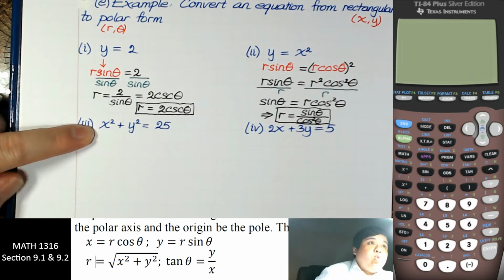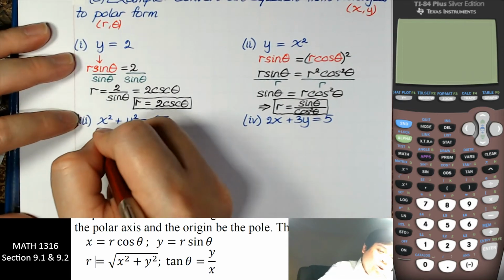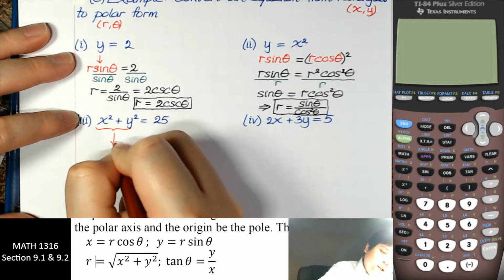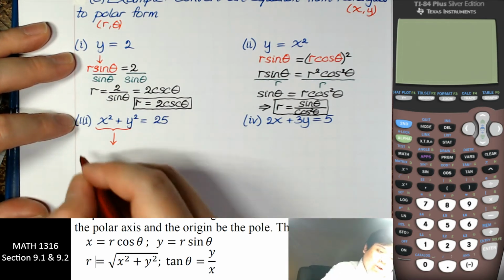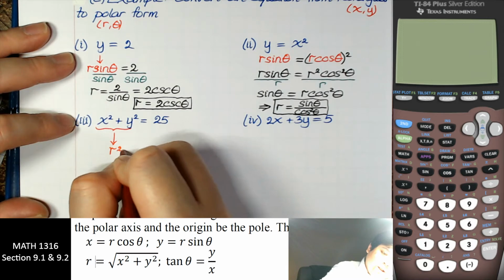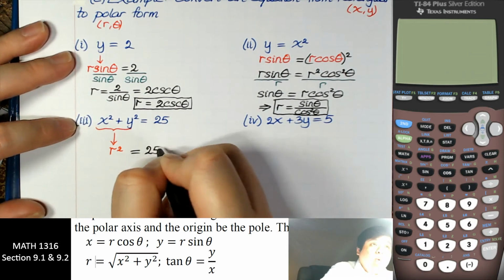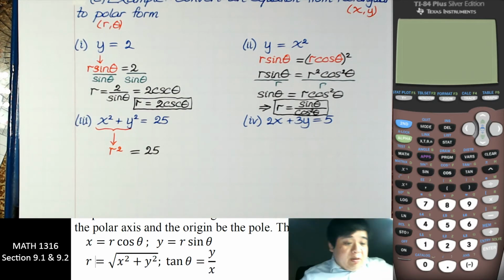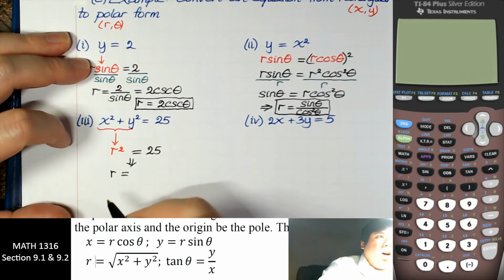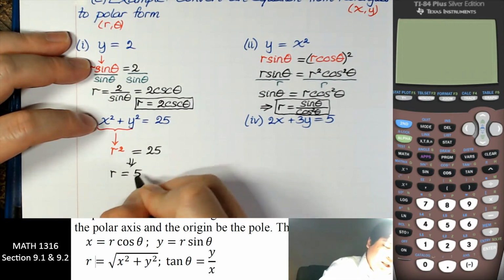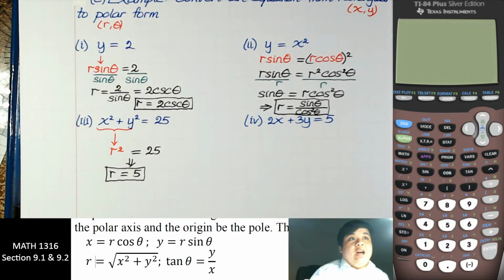Next, x squared plus y squared equals 25. Now this one is obvious. If r equals the square root of x squared plus y squared, then x squared plus y squared is just r squared. If we take the square root on both sides, that's perfectly fine. So we can have r equal to plus or minus 5, but just take the positive. By the way, if r equals negative 5, that's perfectly okay too.